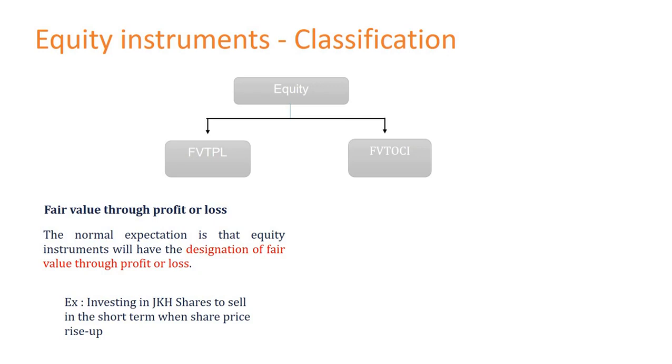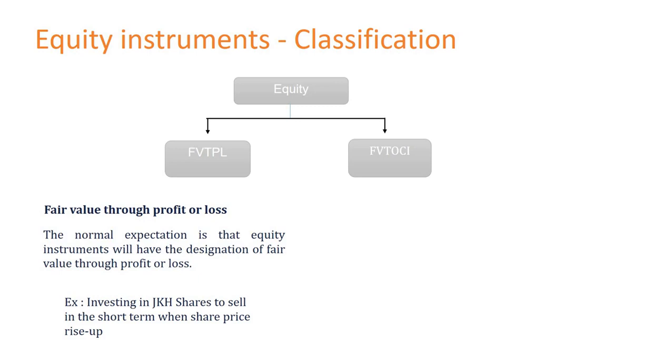Trading means selling tomorrow or the day after. Technically, those kind of instruments we can classify under the fair value through P&L. Here also I have taken the same example. Investing in John Keells shares to sell in the short term when the share price rises up. That means if that is the case, we need to classify them under the fair value through P&L bucket, right? Second category is fair value through OCI.